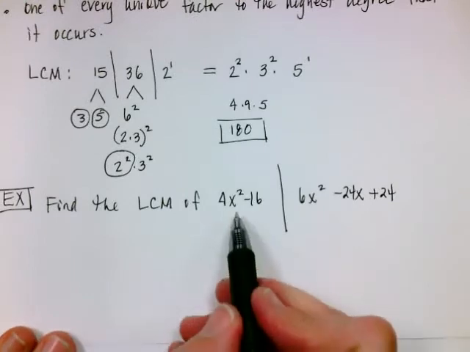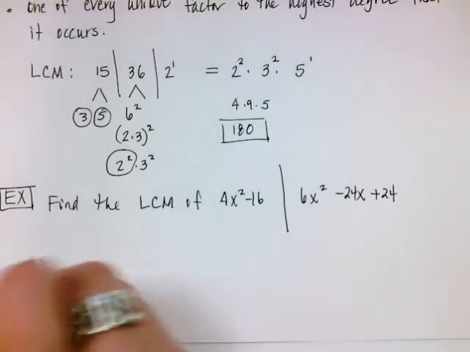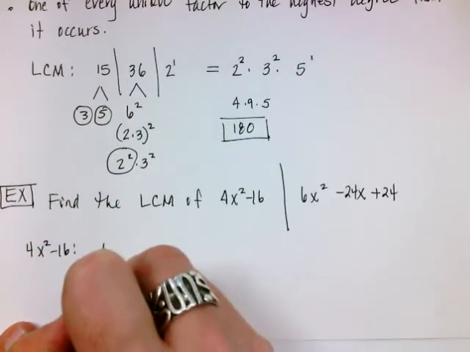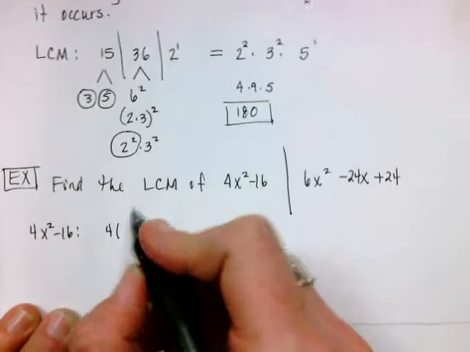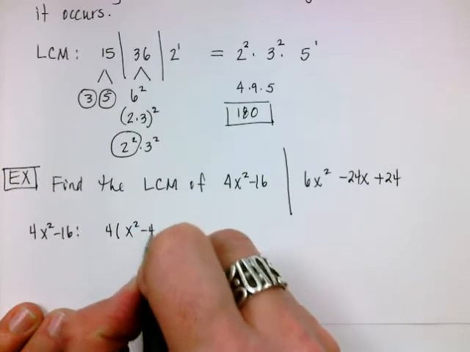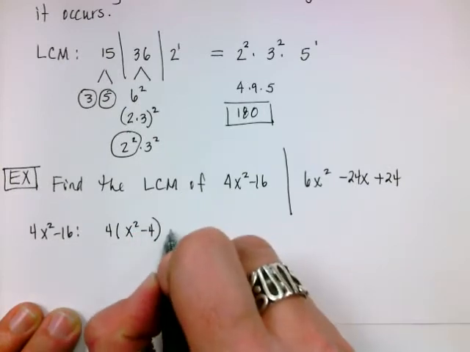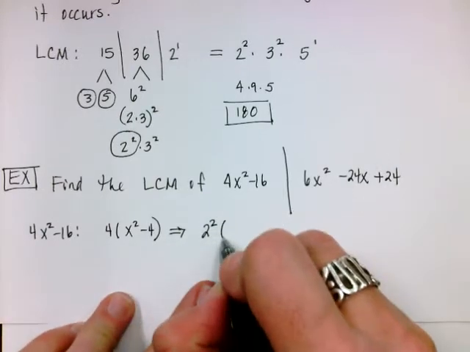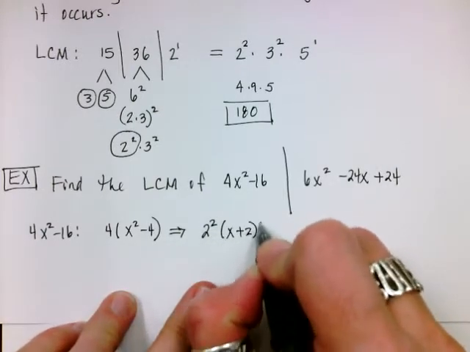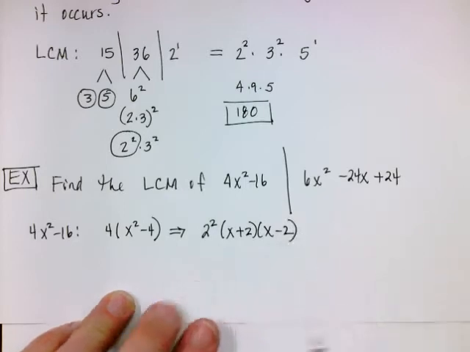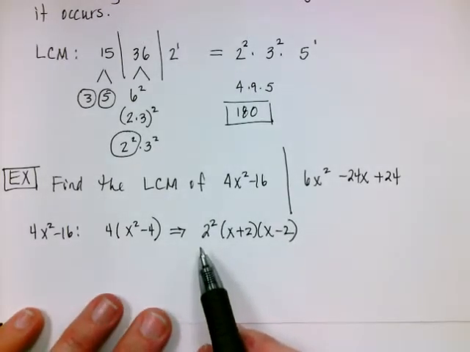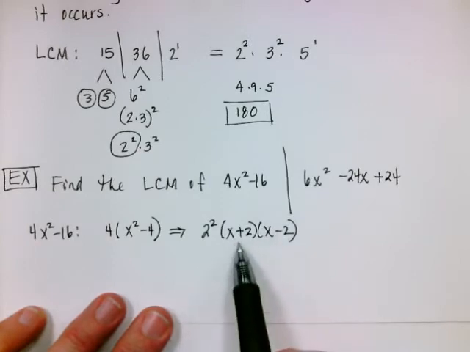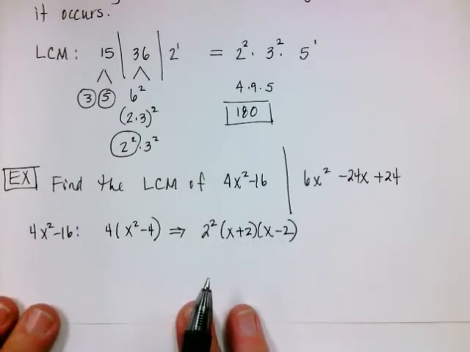So the first thing I'm going to do on this one is I'm going to factor out the 4. So if I do my 4x squared minus 16, if I factor out the 4, I get x squared minus 4, and then if I continue factoring, the 4 is going to be 2 squared, and then I'm going to have x plus 2 and x minus 2. So with numbers, you always have to go down to their prime factors, and then with these, you have to go until you can't factor anymore.